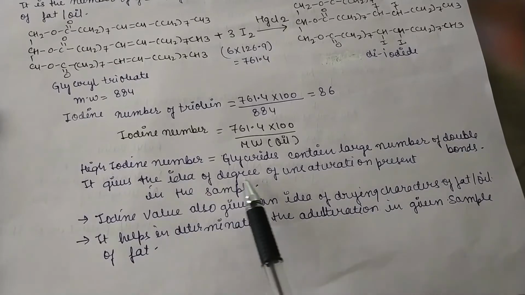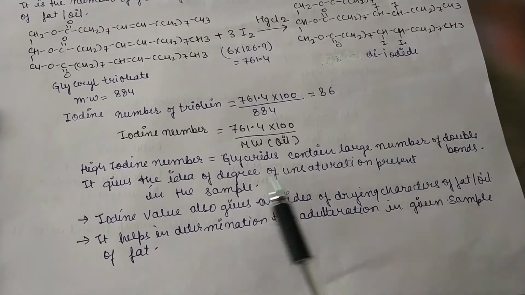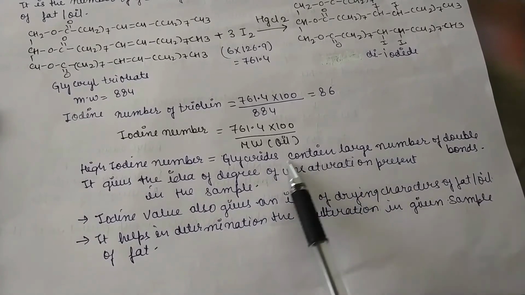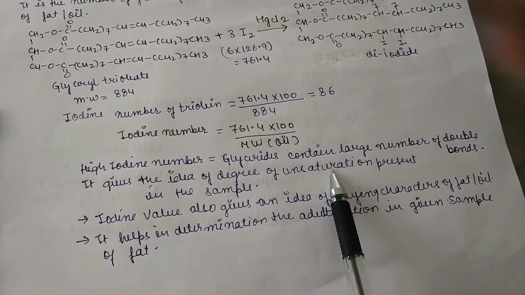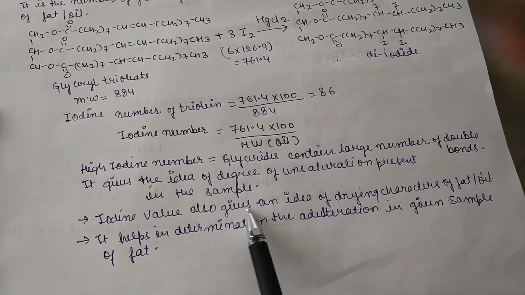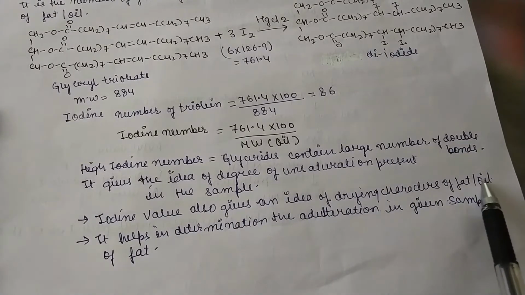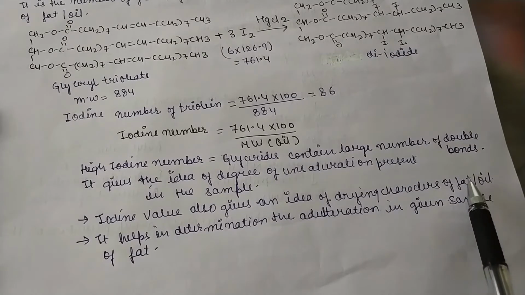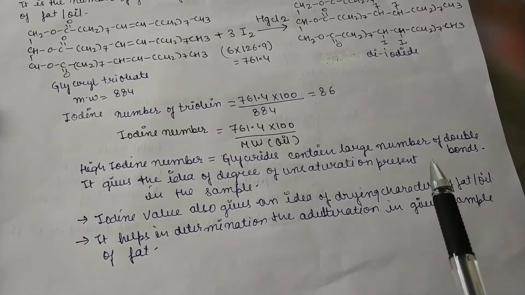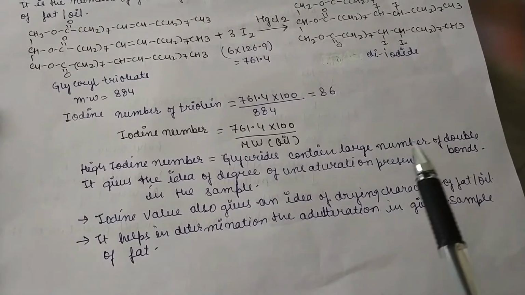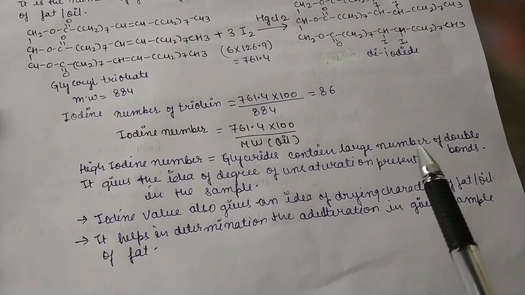So it gives the idea of degree of unsaturation present in the sample. Degree of unsaturation means up to what extent the double bond is present. The iodine value also gives an idea about the drying character of fat and oil, because as you have seen in drying, the double bond in unsaturated substances is attacked by oxygen.